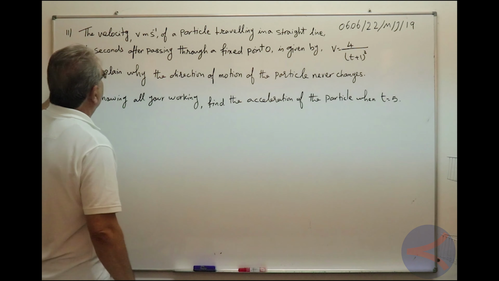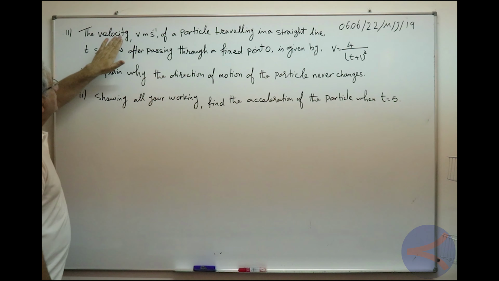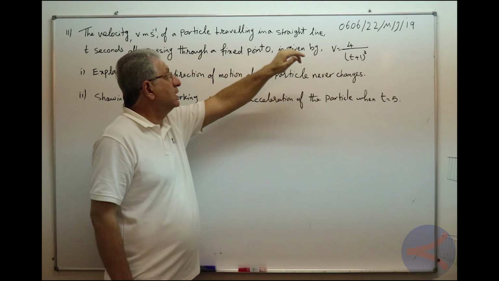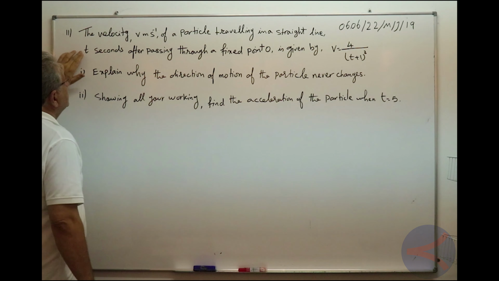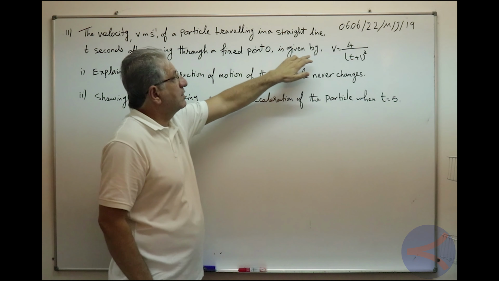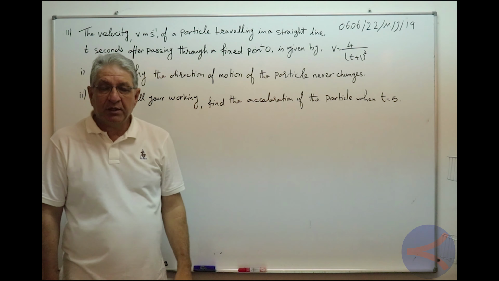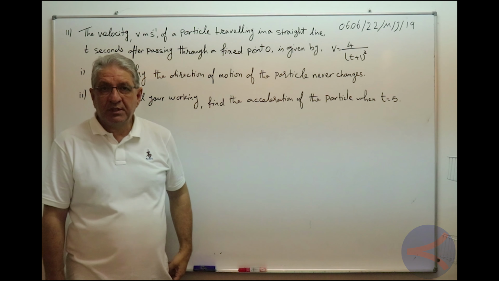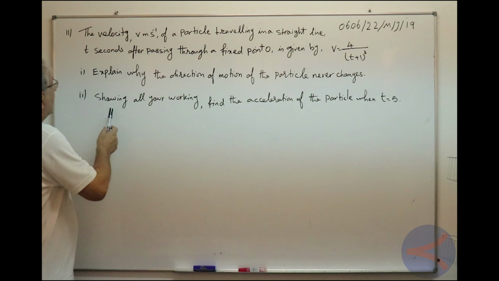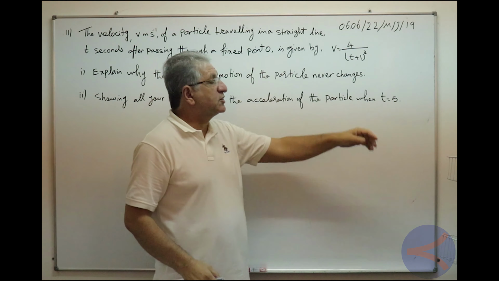Now, what they have given to us, they say suppose the velocity v meters per second of a particle traveling in a straight line t seconds after passing through a fixed point O is given by this. Therefore, v is the velocity of the particle in meters per second. The first part is asking us to explain why the direction of the motion of the particle never changes.